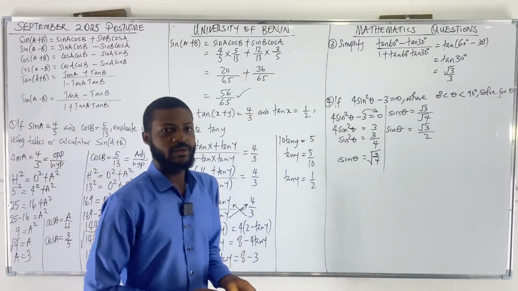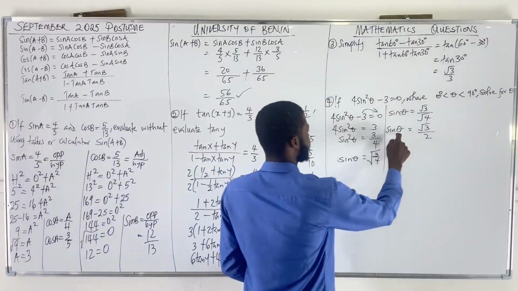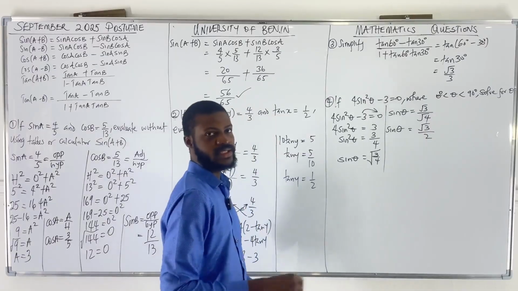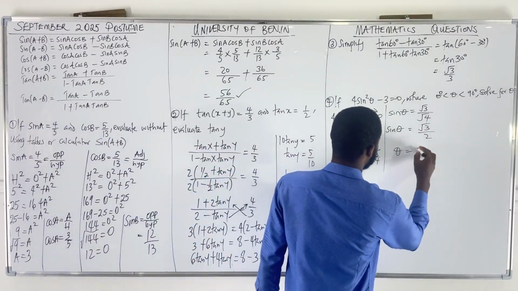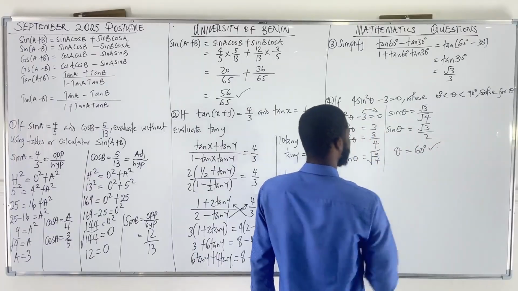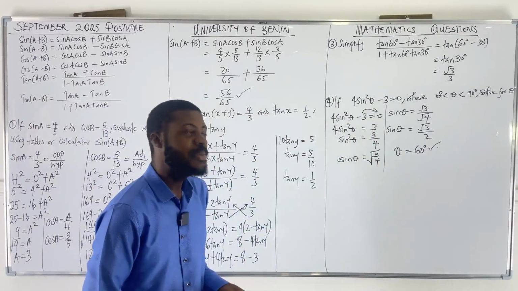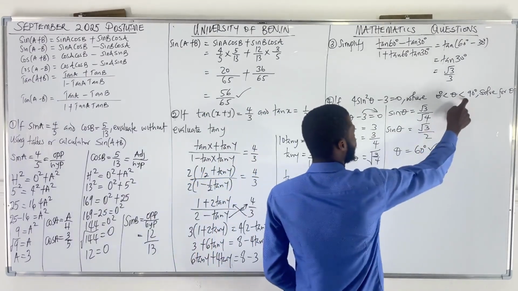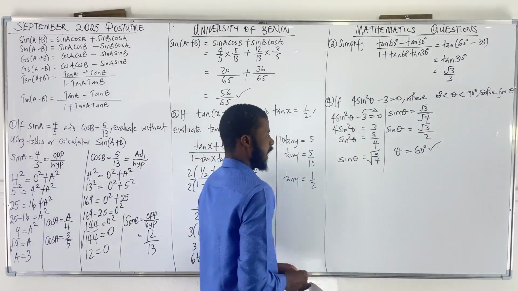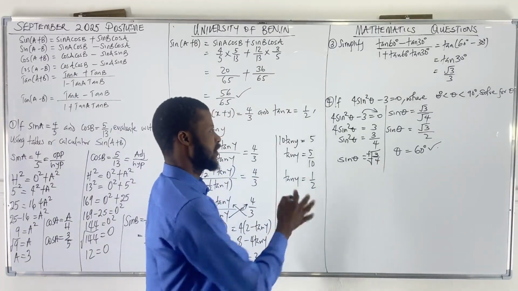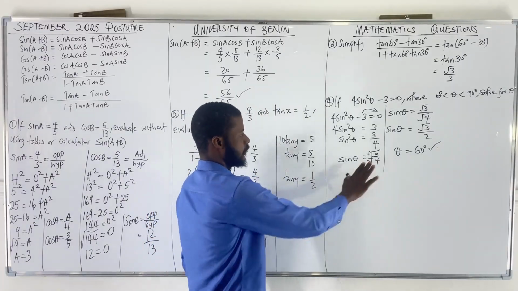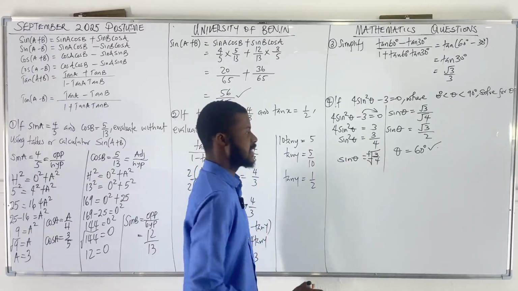Now, if you know special angles very well, sine of what angle will give us root 3 over 2? What angle will you take its sine to give you root 3 over 2? It's 60. So theta is equal to 60 degrees. So that's just your answer. But assuming this equation involves other quadrants, when I was taking my square root here, I would put plus or minus. But because it does not involve it, no need to stress myself. So the answer to the question is just 60.